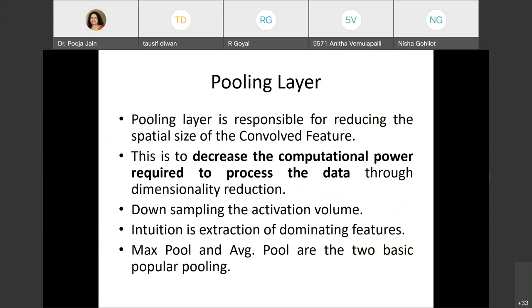After that, we will look at pooling. Let's see here. The pooling layer is responsible for reducing the spatial size of the convolved features. The basic aim is to extract the dominating features and to ignore the non-important features. The volume is getting reduced so that we can work on the reduced volume. The intuition is extraction of dominating features. Two types of pooling are there, max pooling and average pooling. Other types of pooling also exist, but these two are the most used.